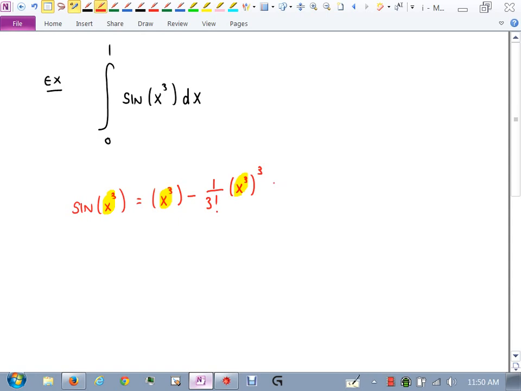What will my next one be? Plus 1/5 factorial times x cubed to the 5th. One more.